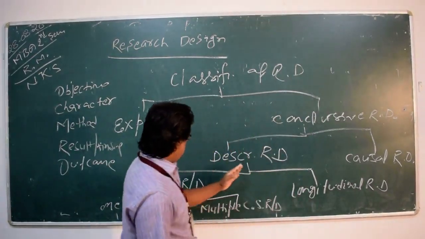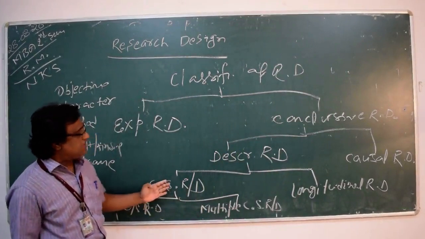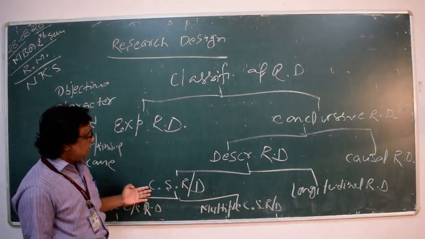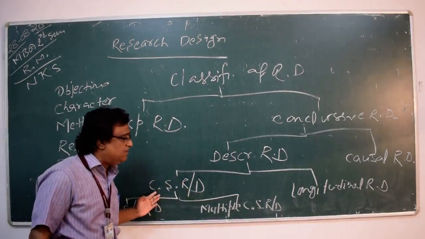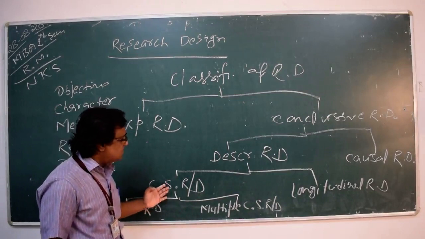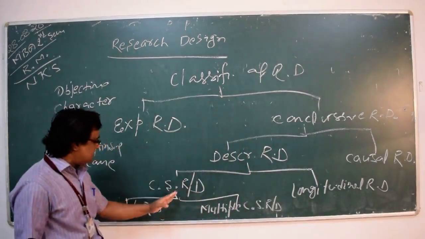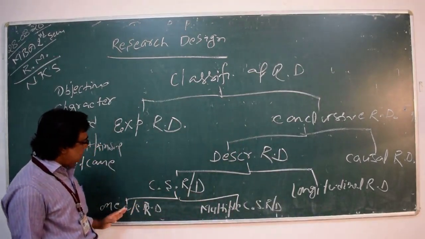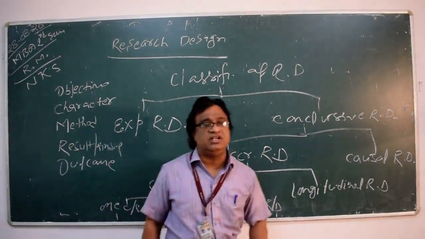Now, as I described, descriptive research might be categorized again into two divisions. The first is cross-sectional research design, which I have written in abbreviated form, and the second is longitudinal research design. Again, cross-sectional research design has been divided into two types: single cross-sectional design and multiple cross-sectional design. Now what is cross-sectional design?